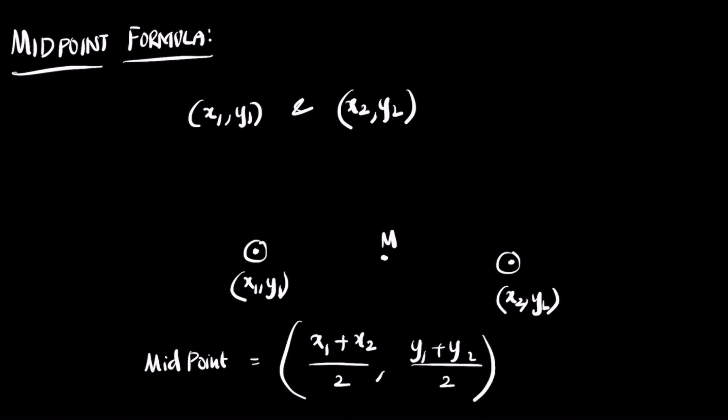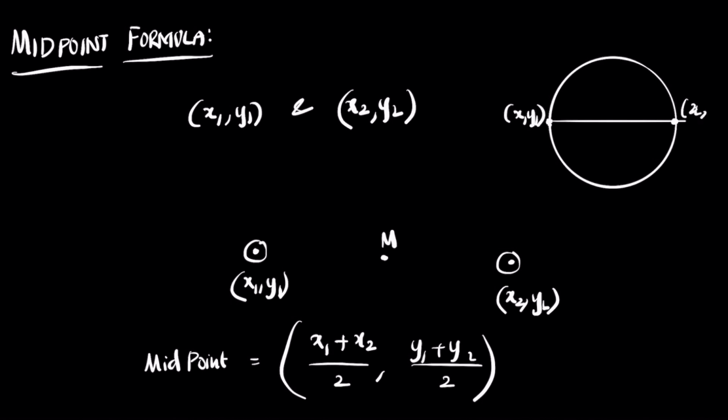So where do we need to use this? For example, let's say you have a circle, and in the circle they have given you the points of the diameter. Alright, so the coordinates of the diameter are x1, y1 and x2, y2. Then the center of the circle is the midpoint. So this is where you can use an example of the midpoint.